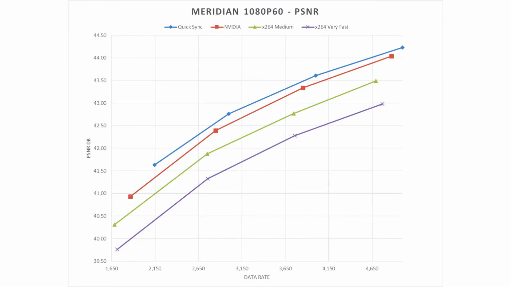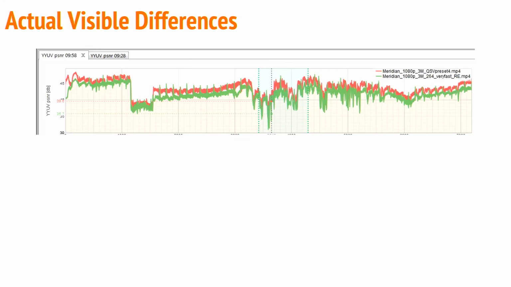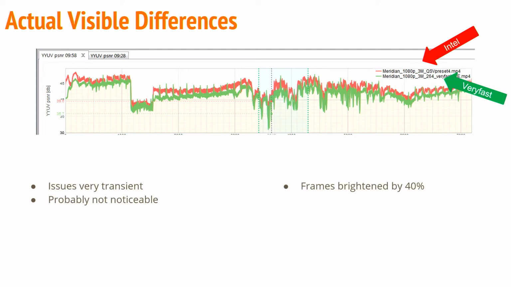And then here's Meridian. This is a pretty easy to encode clip. We see QuickSync, NVIDIA, medium, very fast. Once again, are we going to find any errors here? These frames look suspicious. Let's see what they look like. Here we're comparing Intel to very fast, and the issues are very transient. The spikes are very narrow, which means it's only one or two frames.